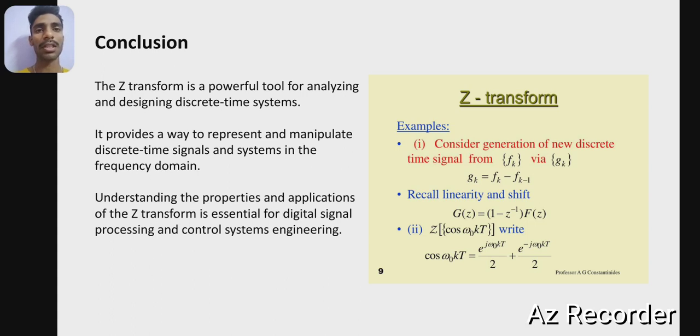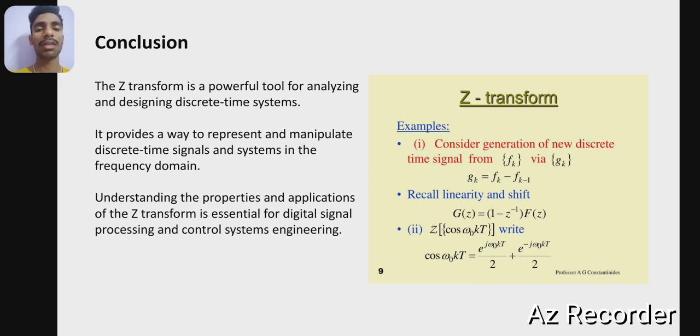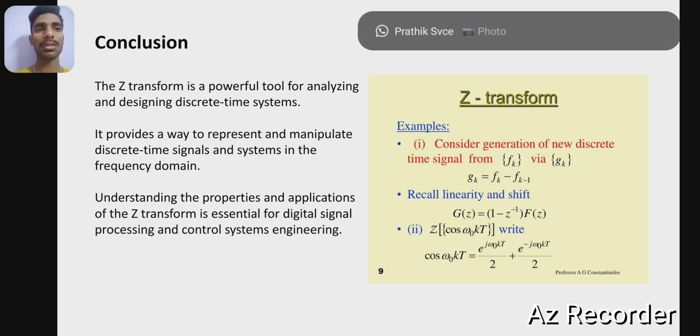Conclusion: a Z transform is a powerful tool for analyzing and designing discrete time systems. It provides a way to represent and manipulate discrete time signals and systems in the frequency domain. Understanding the properties and applications of the Z transform is essential for digital signal processing and control system engineering.